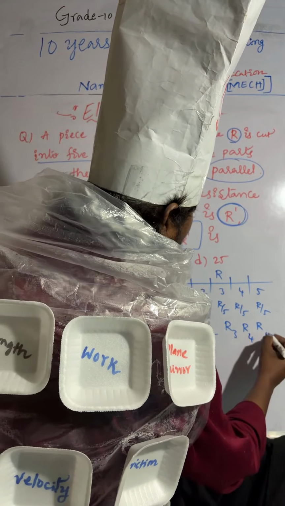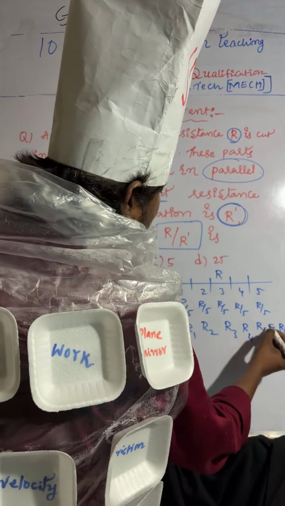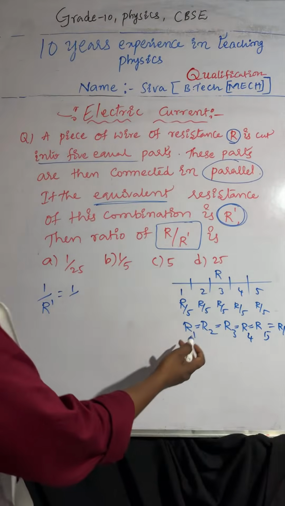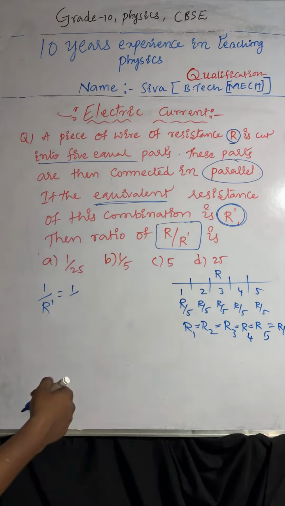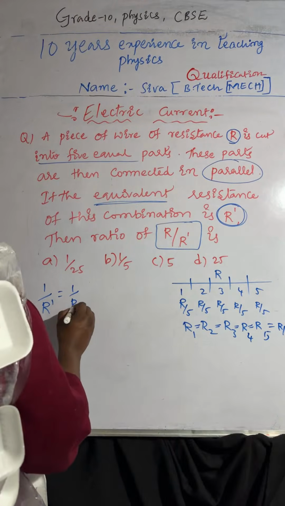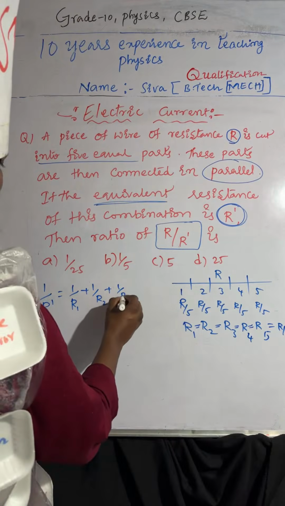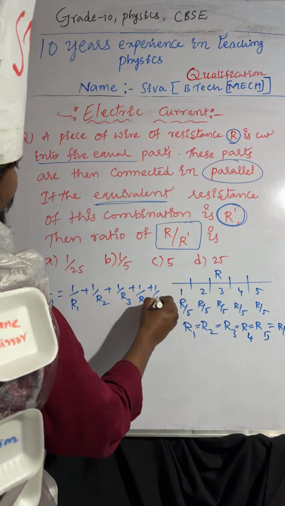R4, R5 is R only. R by 5. R by 5. That is correct. So, okay. So, we have to take R1, R2, R3, R4, R5 is R by 5. Yes or no? So then R1 plus R2 plus R3 plus R4 plus R by 5.